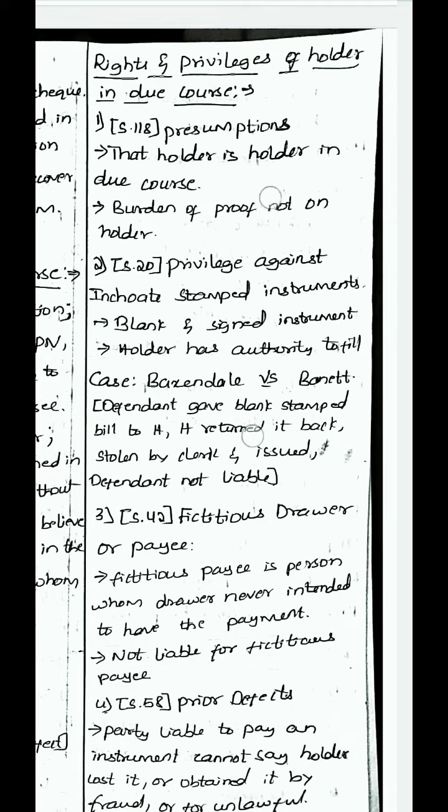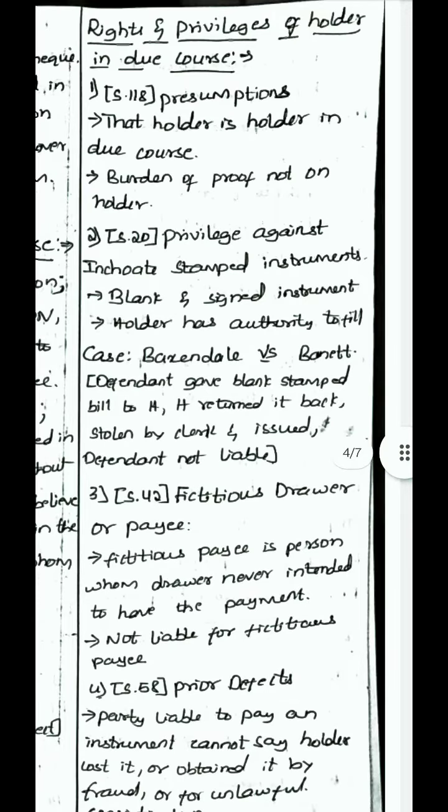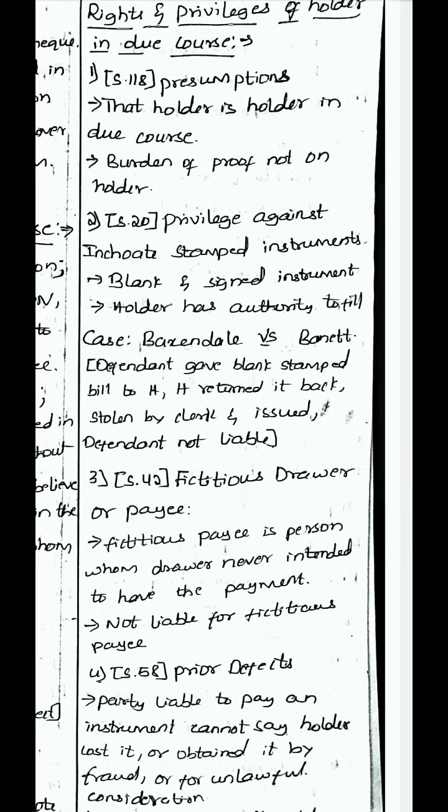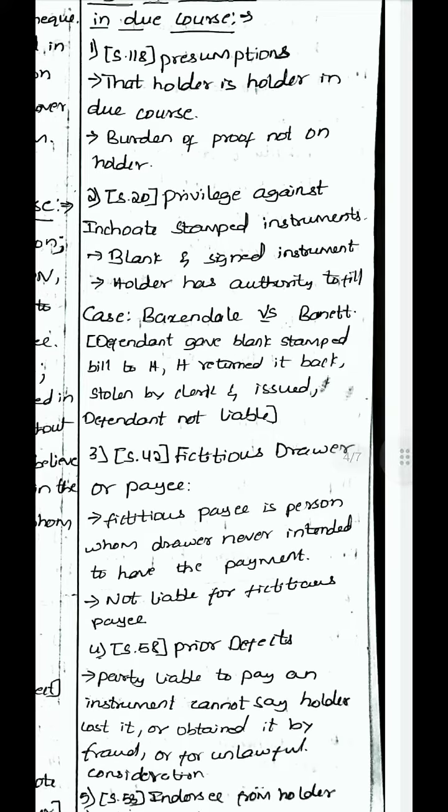Presumption. The next is a privilege against inchoate stamped instruments. So a blank instrument: if you give a blank instrument without writing anything on it, without writing any amount or the person's name, and signed the instrument, the holder has the authority to fill it. If you give a blank instrument without writing any money, then the holder has authority to fill his own money in it. So this is the privilege against inchoate stamped instruments.